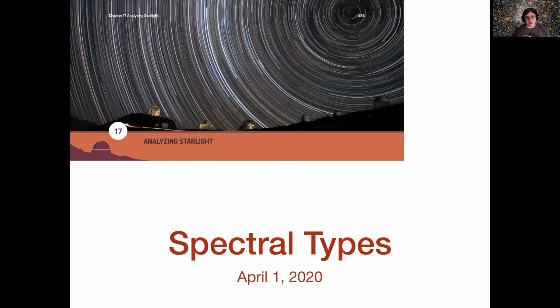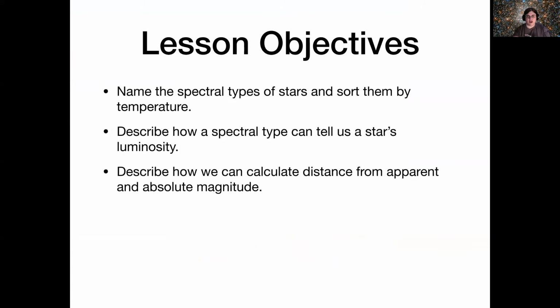We're going to talk about stars, and we're going to talk about how we classify them. This is called spectral types. Our objectives are to name the spectral types of the stars and sort them by temperature. The system is based on the star's temperature. We're also going to look at another classification system of stars from their spectra called luminosity classes, which tell us the luminosity. That's going to give us some hints on how we can find distance to stars where we don't have a parallax.